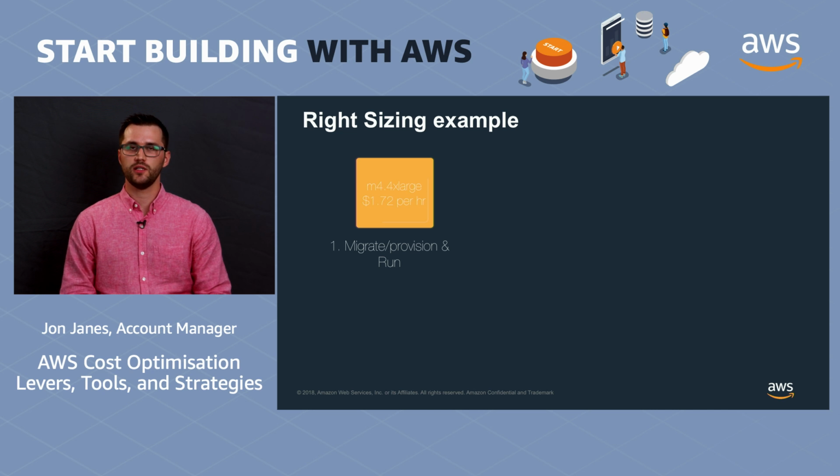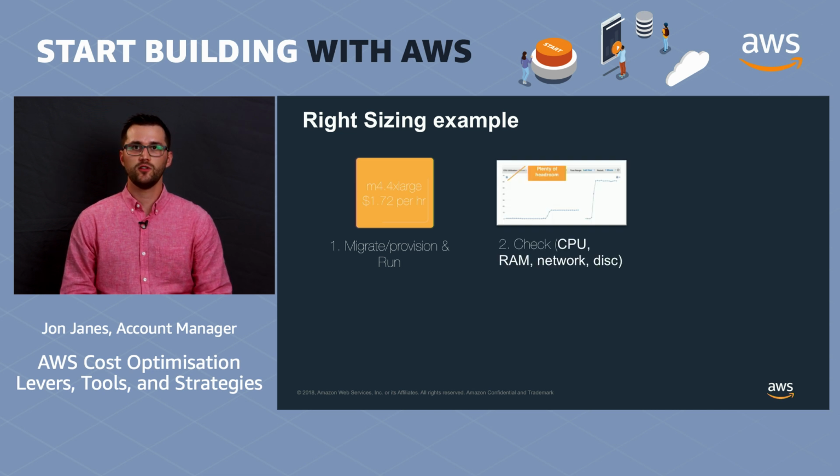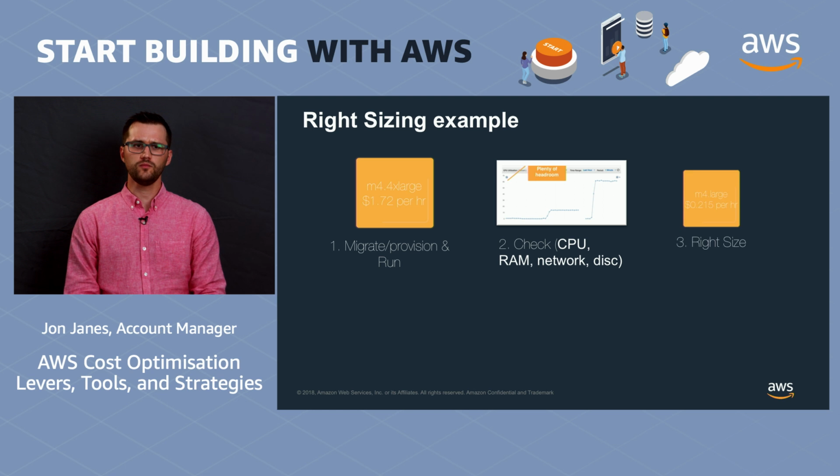Maybe we just migrated this in or provisioned this, and after a little bit of time, we've done a check. We've grabbed metrics around our CPU and our RAM, and I can understand that this particular resource is a little underutilized, so it's at 20% CPU utilization. If we were to look at right-sizing this particular instance, instead of deploying the M4 4xlarge, we could deploy an M4 large. And in this case, an M4 large costs 21 cents per hour, as opposed to the $1.72 that an M4 4xlarge costs.